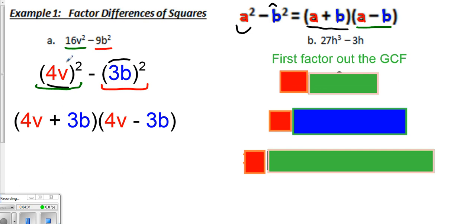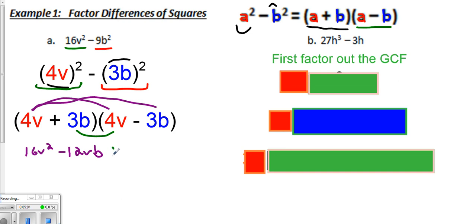Okay, and I won't do this on every one, but on this one I'm going to double check to make sure that this all works out. If we FOIL this, 4v times 4v is 16v squared. 4v times negative 3b is negative 12vb. Sorry, this should be a 12. Then 3b times 4v is 12vb.